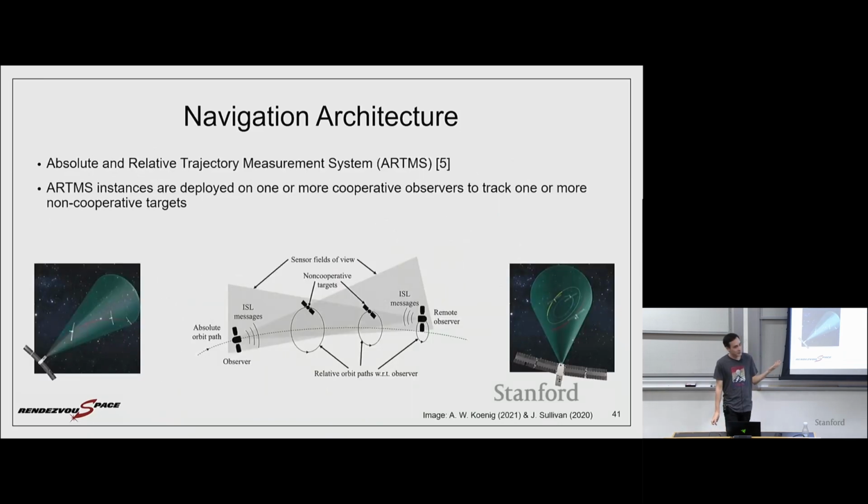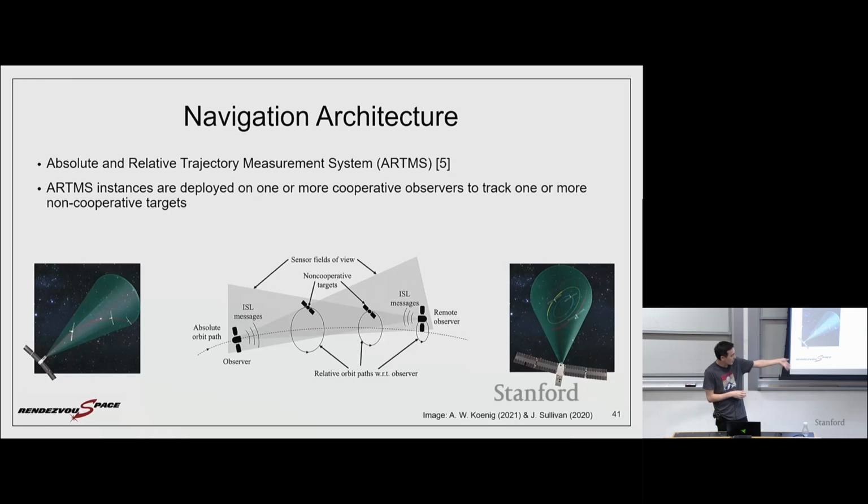The thing we developed for Star Fox is called Artemis, or the Absolute and Relative Trajectory Measurement System. This is not to be confused with NASA's Artemis Moon program, even though it frequently is. I actually don't know which came first. Probably NASA's thing, I imagine. But we have this Artemis thing where we deploy it on one or more cooperative observers to track one or more non-cooperative targets.